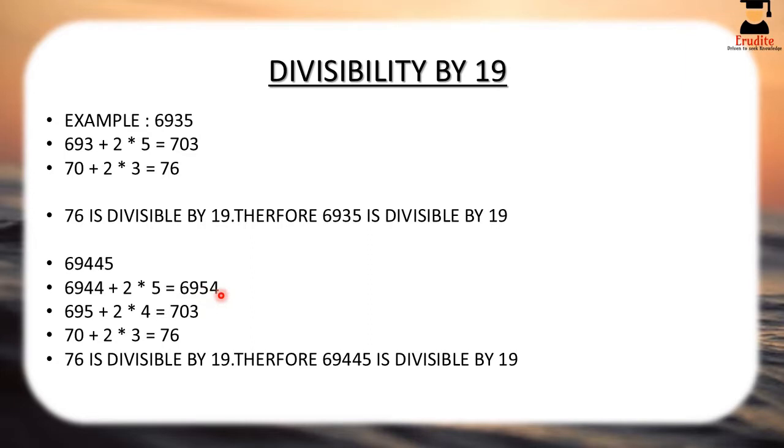Now take 6954, extract the last digit, which is 4. So 695 plus 2 into 4, which will give me 703. Take 703, 70 plus 2 into 3, 76 is divisible by 19. So my entire 5-digit number is divisible by 19. So that is how you need to determine the divisibility test.